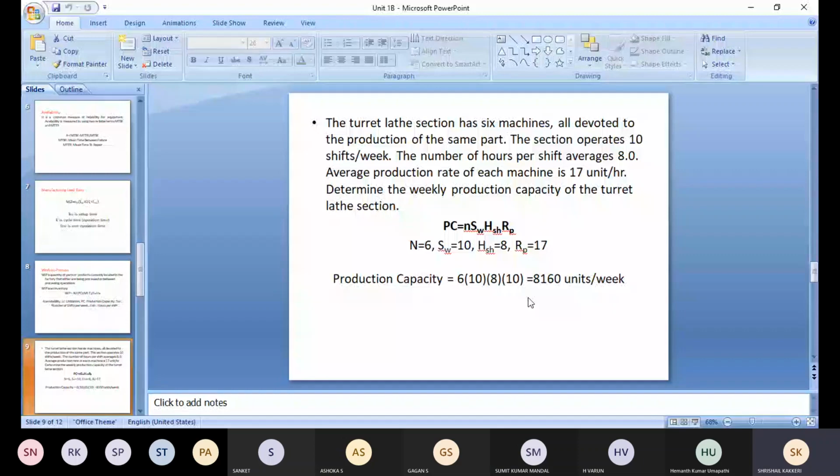These will be very, very important from the test point of view as well as for the final examination. What is automation? Explain the different types of automation.